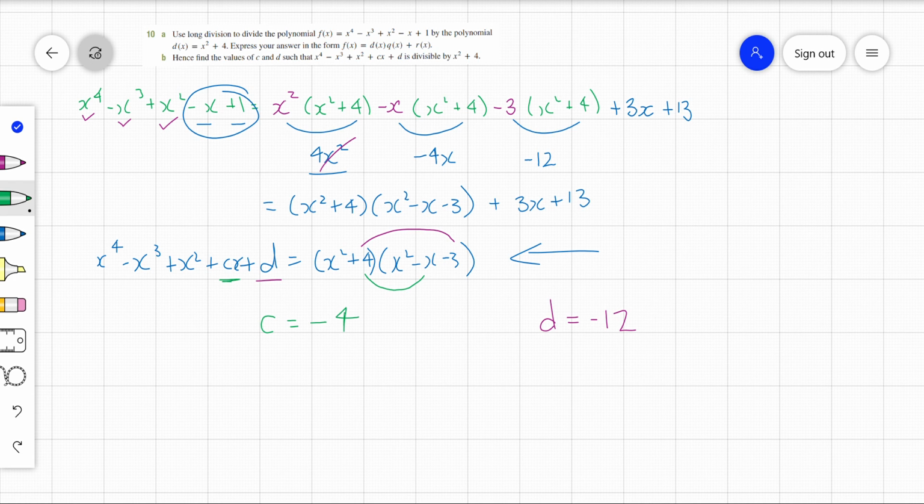I can't see any other expansion. For example, this part would give me negative 3x squared, this would give me 4x squared, this would give me a negative x cubed, etc. So you could expand that out, but you can just have a look and see where you're going to get your coefficient of x. So C would be negative 4 and D would be negative 12.